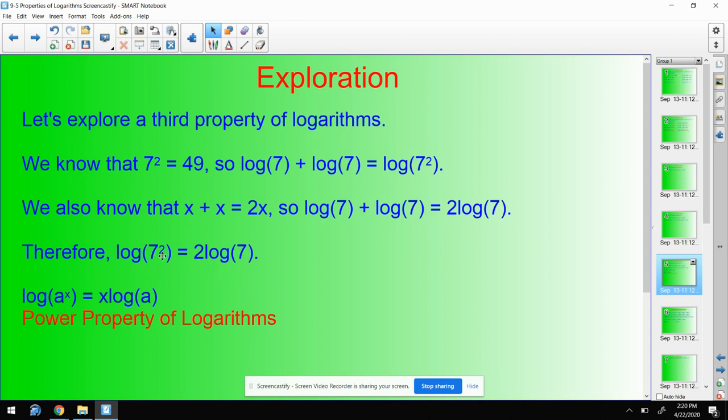So anytime you see an exponent in a log, you can pull it out front. So log of a to the x equals x times log of a. And this is going to be really helpful when we get to solving because we're not going to want exponents. We're going to want the log of just a number, and we're going to want the exponent out front. And this is called the power property.